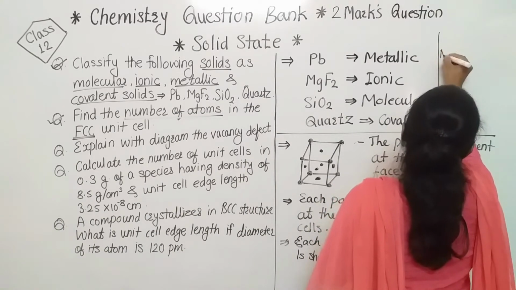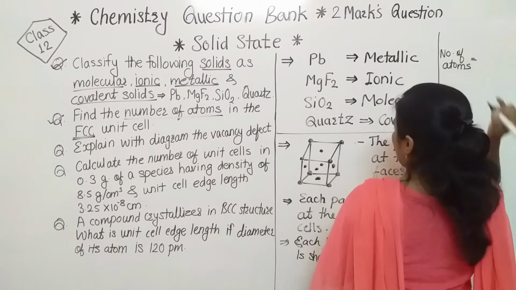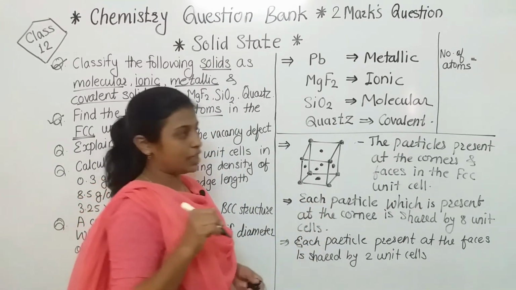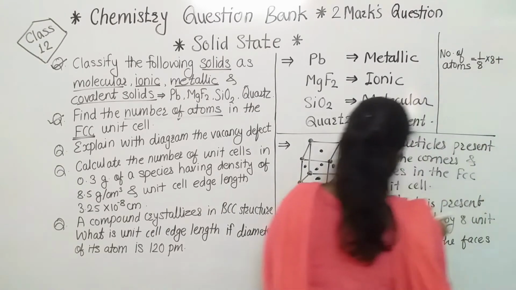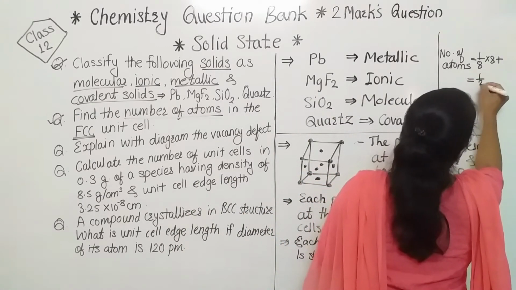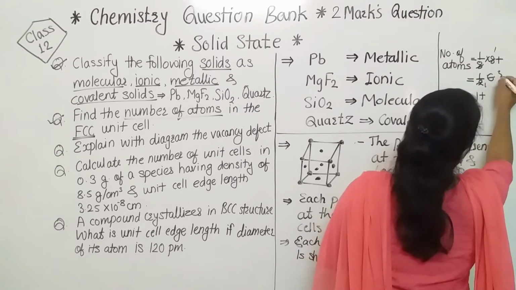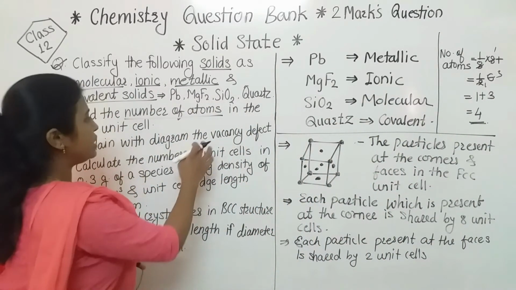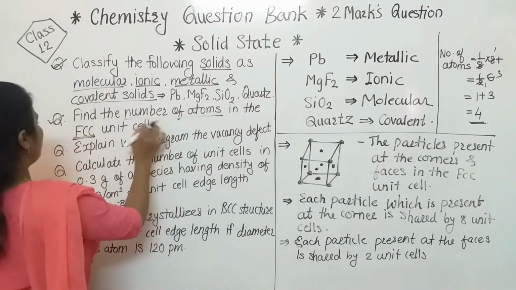So now see here, number of atoms is equal to, यहाँ पे आगे क्या करना है देखो, each particle present at the corner is shared by the 8 unit cell, means 1/8 into 8 plus at the faces 2 unit cell, and how many particles are there? 6. So 1/2 into 6. So 8 ones are 8, 1 plus 2 3s are 6, 3. So in this way total number of atoms or particles present in the FCC unit cell, that is the 4. So that much answer is expected for this 2 mark question.